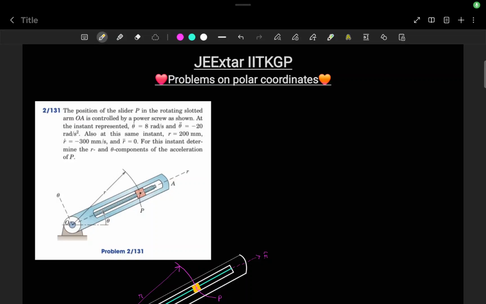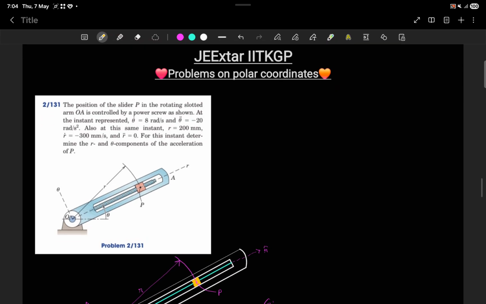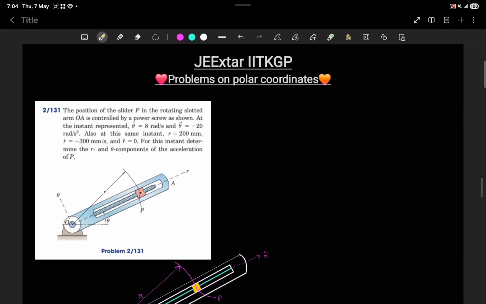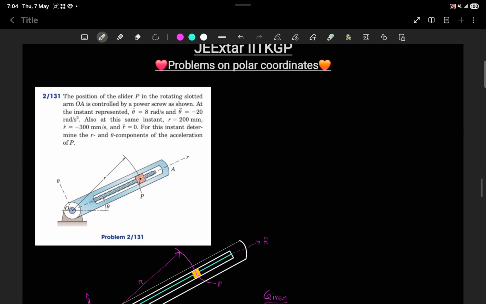Welcome to another video on polar coordinates. I have explained the topic earlier. Today we'll be solving some problems related to polar coordinates, like the velocity and the acceleration that we derived in our earlier class. So let us start. This is a question.